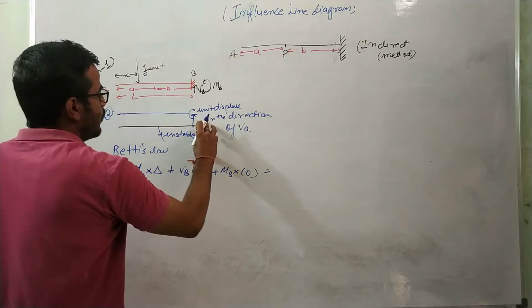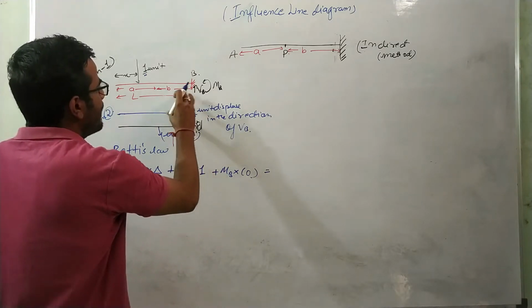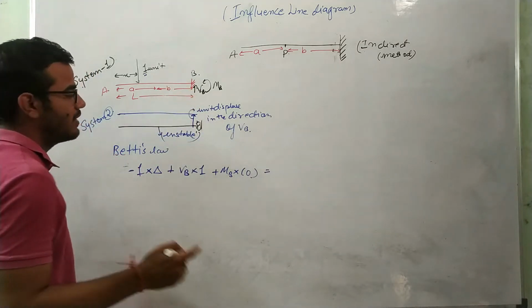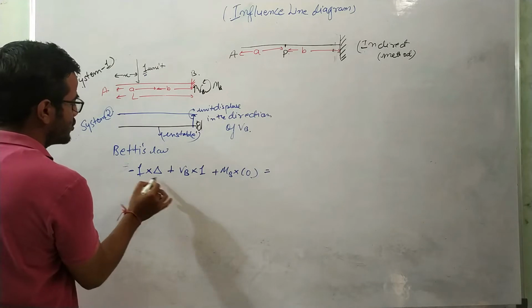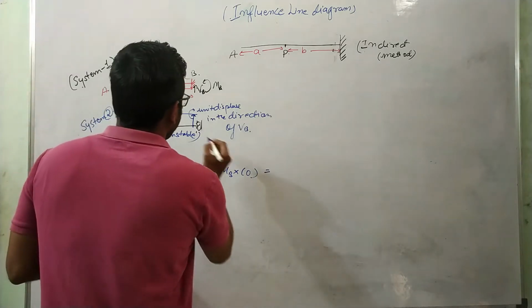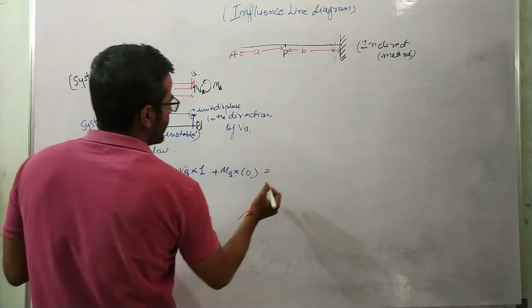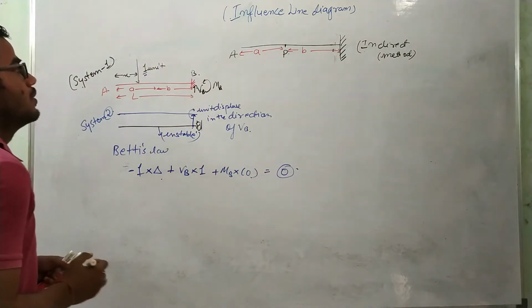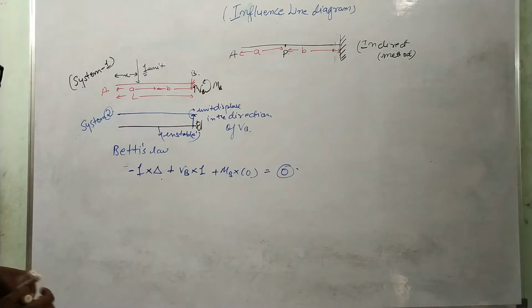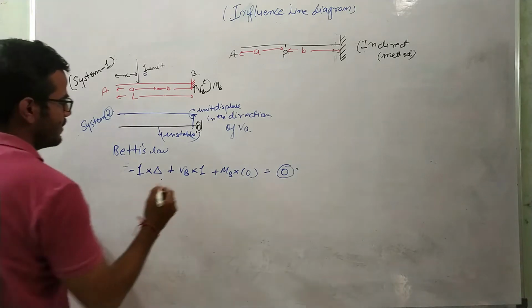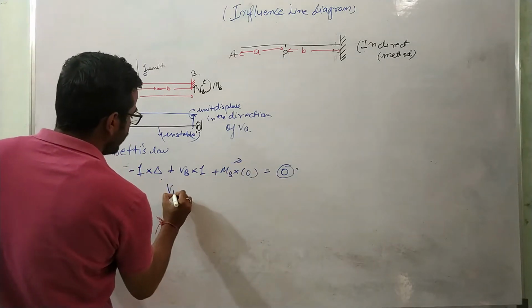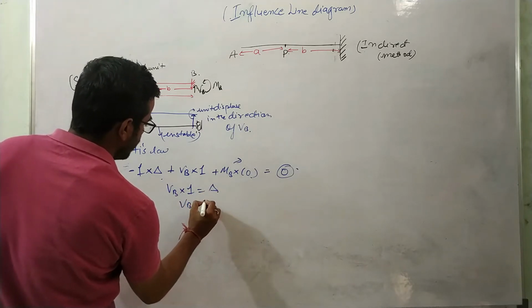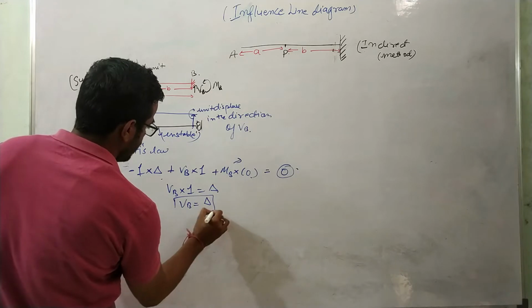force in system 2 multiplied by the displacement in system 1. That is basically the virtual work, which is equal to, here this is the unstable system, so no reaction will be there. So this will be 0, right? So this is the equation. Now you can see that this term will be 0. So VB into 1 equals delta. So VB equals nothing but delta.